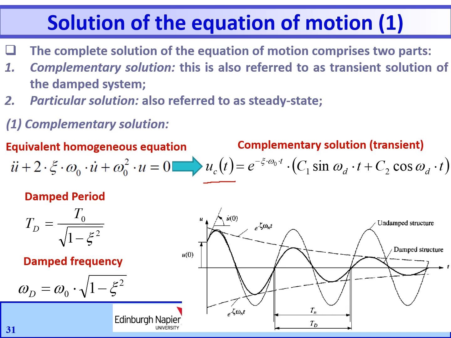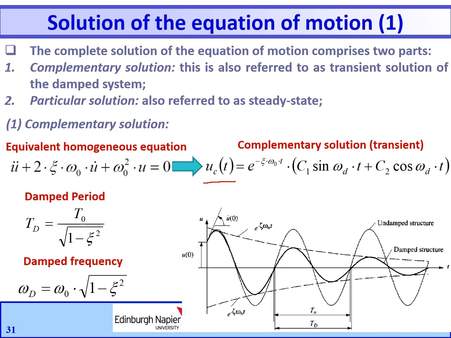Similarly, the natural period of damped vibration, Td, is related to the natural period T0 through ζ, which is the damping ratio. The equation of the complementary solution is plotted in this graph below, which shows the free vibration response of a single degree of freedom system with a damping ratio of 5%. Included for comparison is the free vibration response of the same system but without damping.